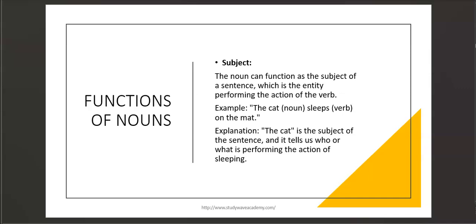So the cat is the subject of the sentence here, and it tells us who or what is performing the action of sleeping. So anytime you get a sentence and you're not sure what the noun is, ask yourself who or what is performing a specific action here. Once you answer that question, you'll be able to tell which one is the noun in the sentence. So that is a simple trick for you to use when you want to identify the nouns in a sentence. So don't forget about that trick I've taught you there, okay?